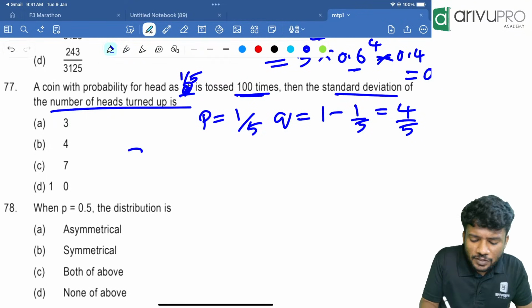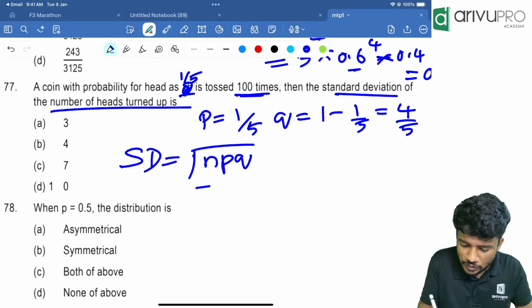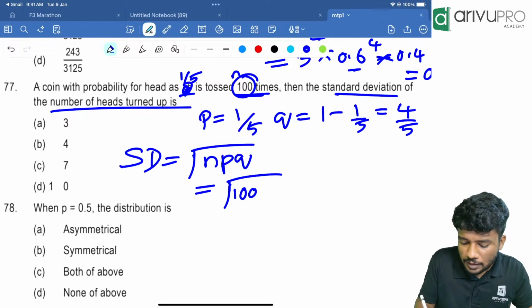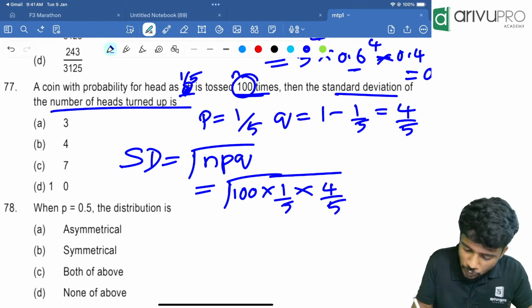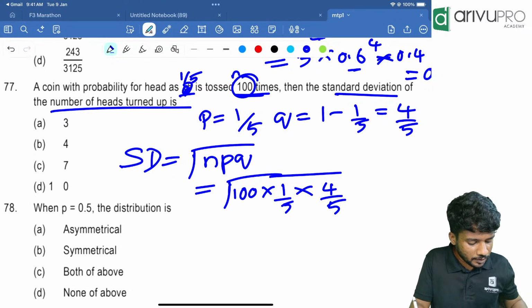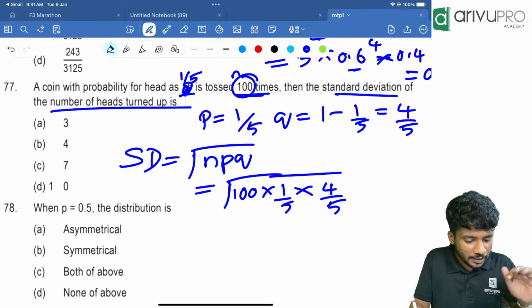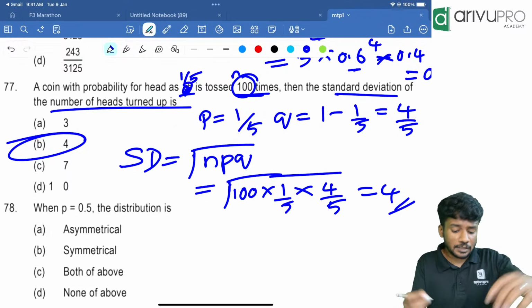Then standard deviation. What is the formula for standard deviation? Root of NPQ, which is equal to N is how much? 100. Root of 100 into 1 by 5 into 4 by 5. So take your calculator. 100 into 4 divided by 5, then click equal to root. You are getting it as 4. Option B in the answer.